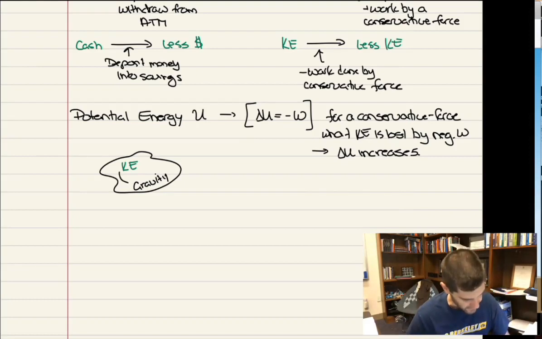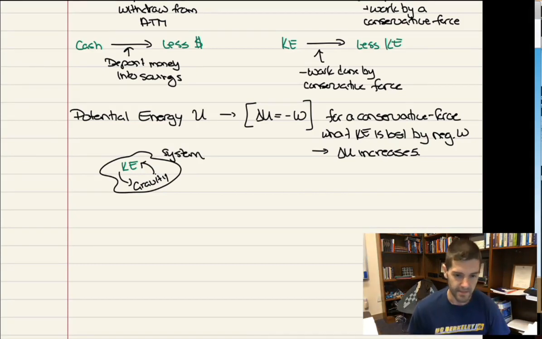So this is an example like what we saw before, where you have your system, and if the forces doing work on the system are only conservative forces like gravity, it seems inevitable that there can be a clean kind of exchange between kinetic and potential.